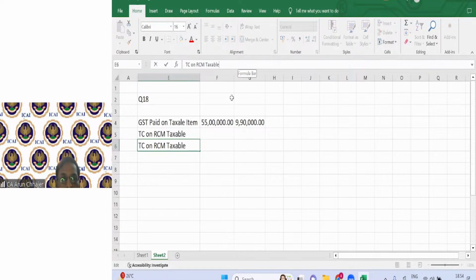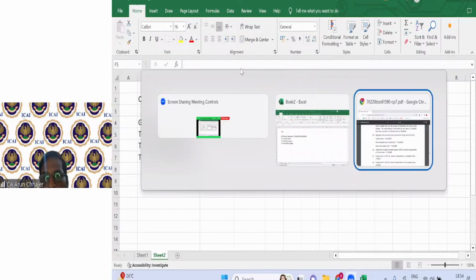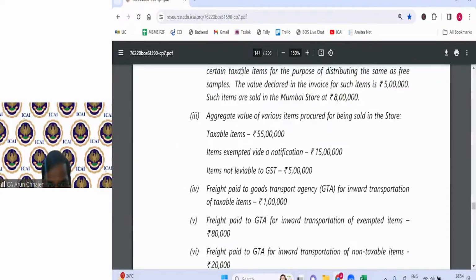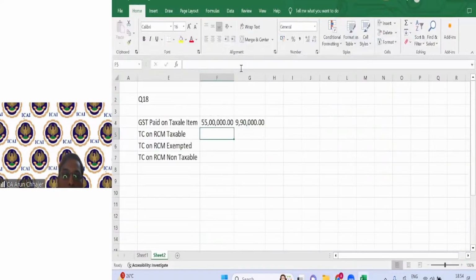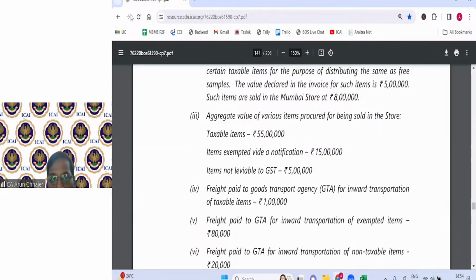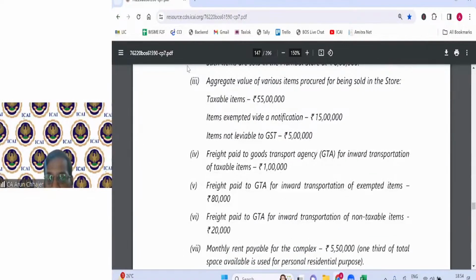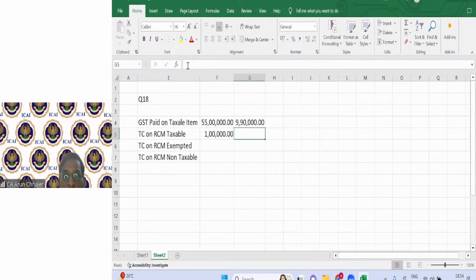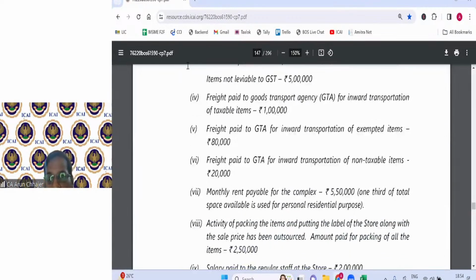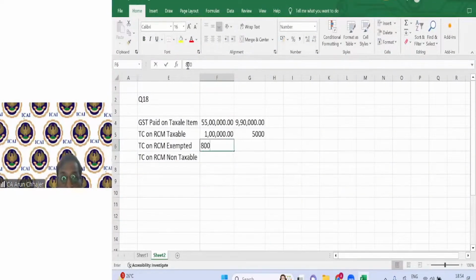टैक्सेबल, नॉन टैक्सेबल और एग्जेम्प्टेड. हाउ मच इज द वैल्यू? 15 लाख. Sorry, I'm so sorry. RCM, freight paid to the GTA against the inward transportation of taxable item is 1 lakh. What is the rate? RCM 5%. ठीक है. RCM on exempted item, they are saying inward transportation of exempted item 80,000. Can they take ITC? Answer is no. ITC not available.